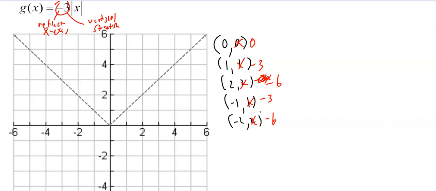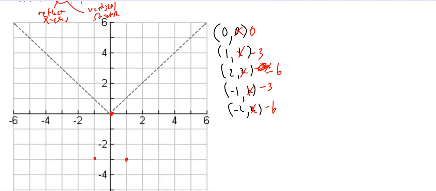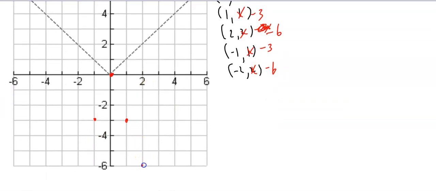Okay, so plot those 5 points. It's going to be (0, 0), (1, -3). So it did reflect over the x-axis. (-1, -3), so right down here. (2, -6), so right down here, and (-2, -6). So you've got your beautiful graph right here. It's kind of a skinny parabola or skinny absolute value V. It's been reflected over the x-axis and it has been vertically stretched.